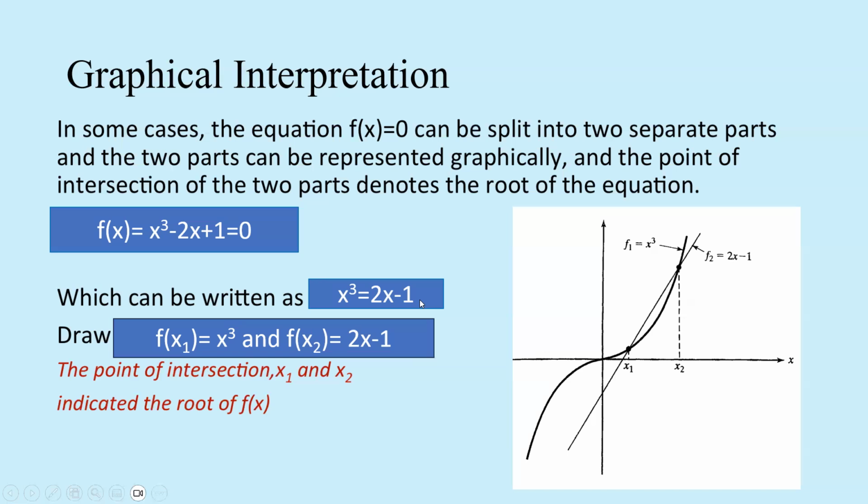And now we plot the graph of these two equations. This graph is for the function x cubed, and this line shows the graph of the function 2x minus 1. The points of intersection between these two graphs indicate the roots of this function. As you can see, at x1 and x2, these two functions intersect each other.